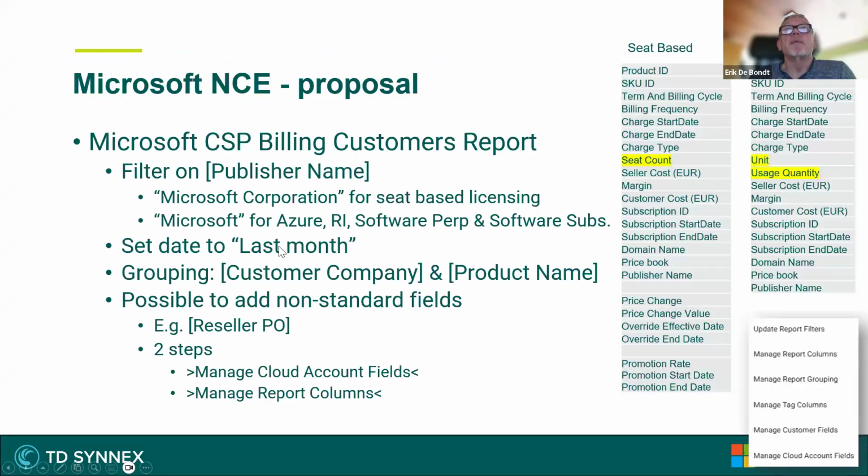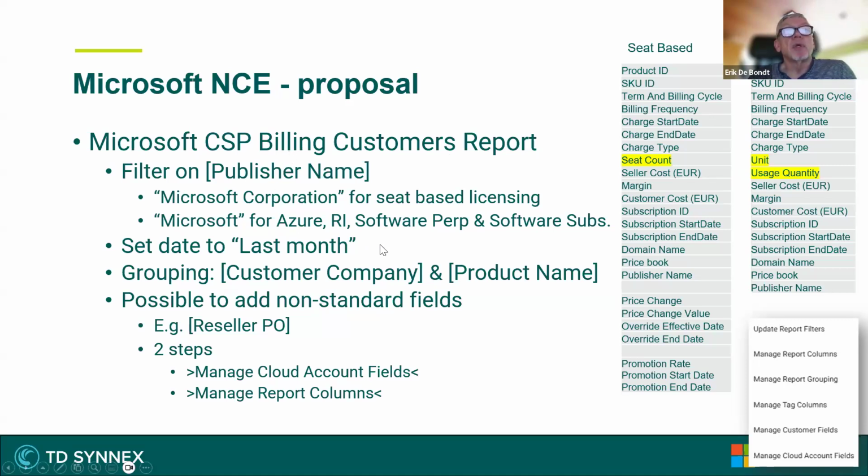Okay, so on the list here, this is quite a busy slide. So let me start with the Microsoft CSP billing customer report. For one thing, there are two types of entries. You have the Microsoft NCE and seat-based licensing, and you have all the rest. So by filtering on the publisher name, we get different data out of the system. So we propose to work with that.